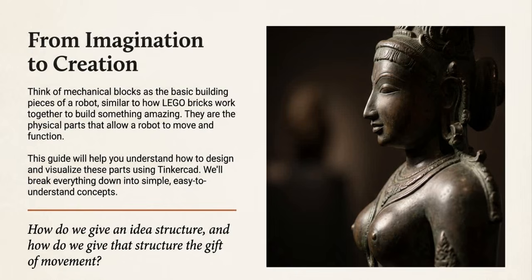Right now, think of mechanical blocks. Robots have various components, but to understand them, let's first think of the mechanical blocks, which are the basic building pieces of a robot. This is very much similar to how Lego bricks work together to build something amazing. They are basically the physical parts that allow a robot to move and function.